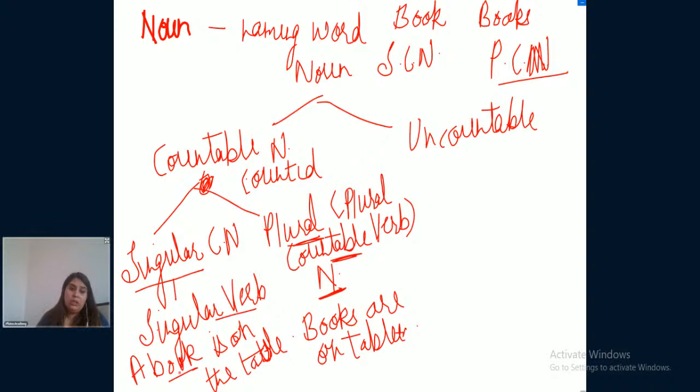So here, the book is one, singular verb; more than one, plural verb. So simple rule: singular countable noun, singular verb; plural countable noun, plural verb. Now coming to the part of uncountable noun.